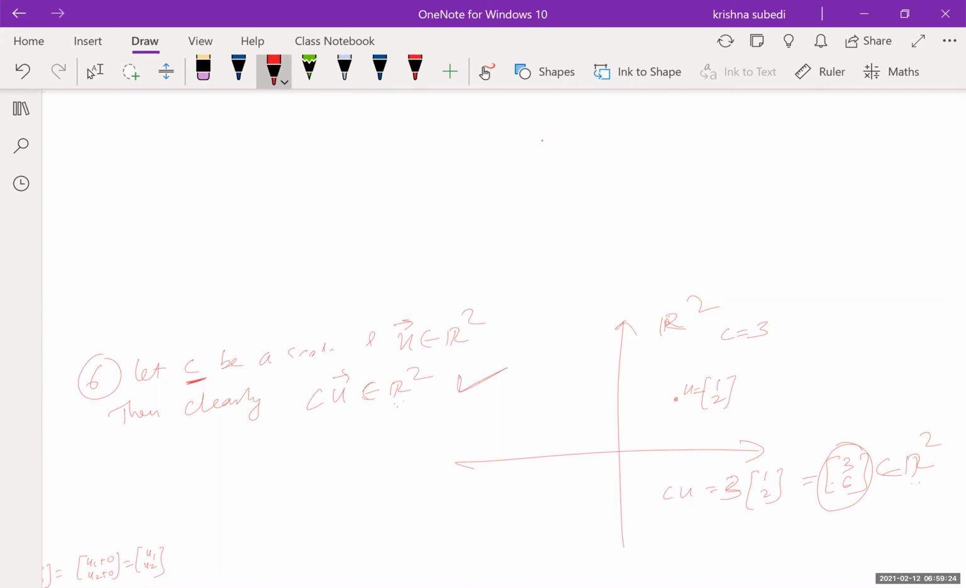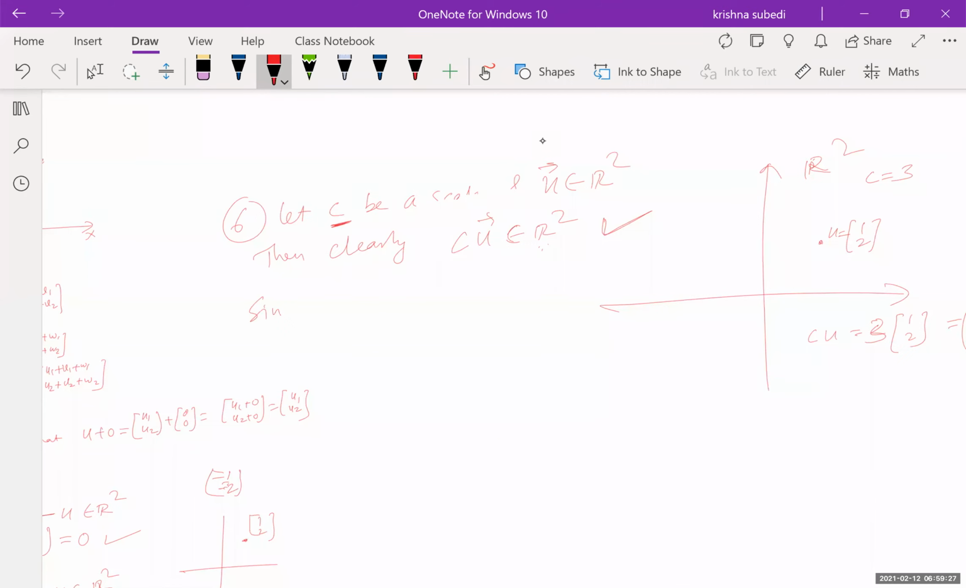And condition checks. In the same manner, similarly, we can easily verify the other, how many remaining? Other 4 conditions. 4 axioms, like we call it. Axioms. So R2 is a vector space.